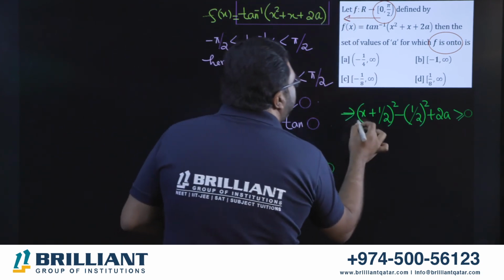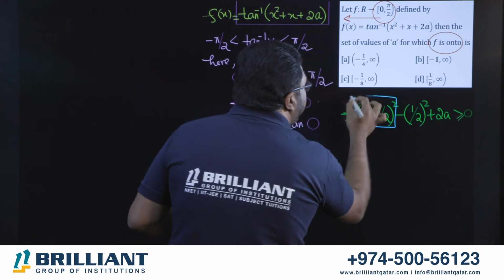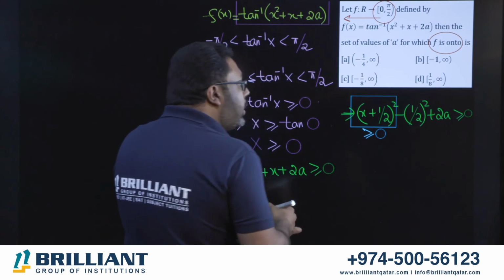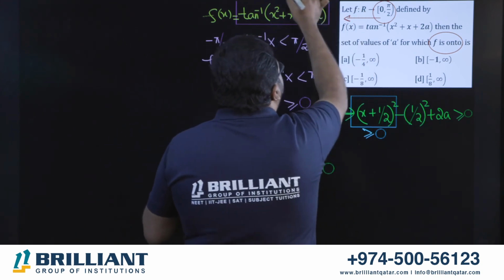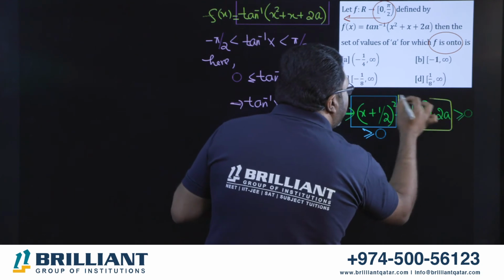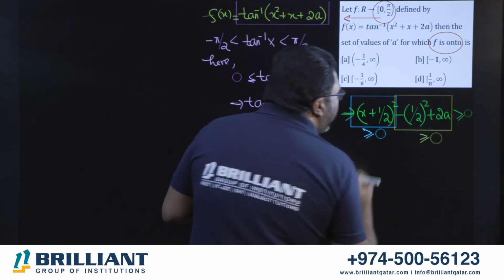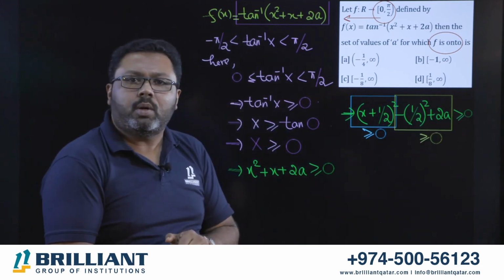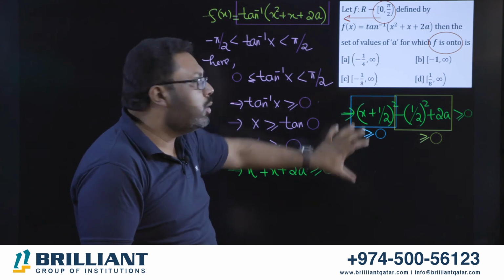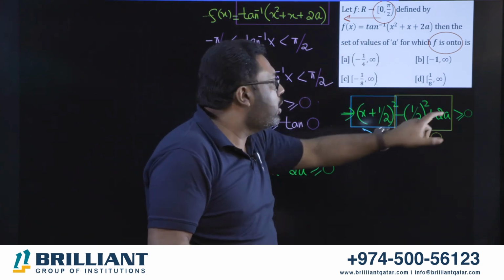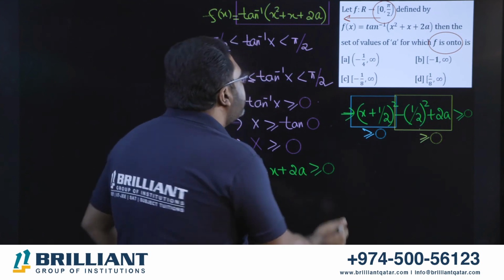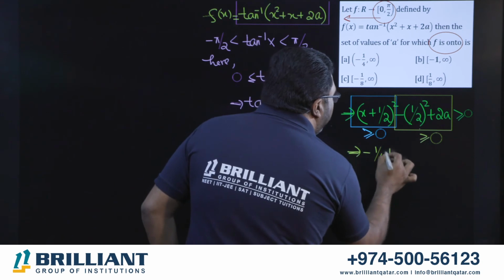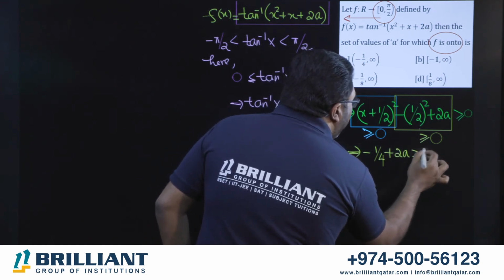Now look at this part by part. I want everybody to look at the first part. It's a squared form, so there is no doubt this is greater than or equal to 0. And the next part should also be greater than or equal to 0, right? If the second part also is greater than or equal to 0, then only my final answer is going to be greater than or equal to 0. So can I say that implies minus 1 by 4 plus 2a is greater than or equal to 0.